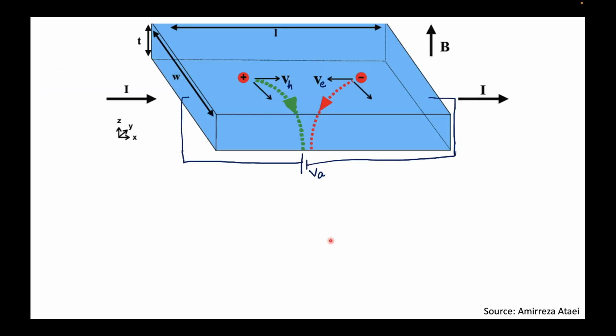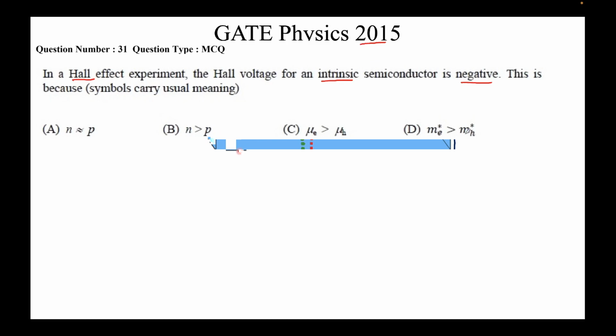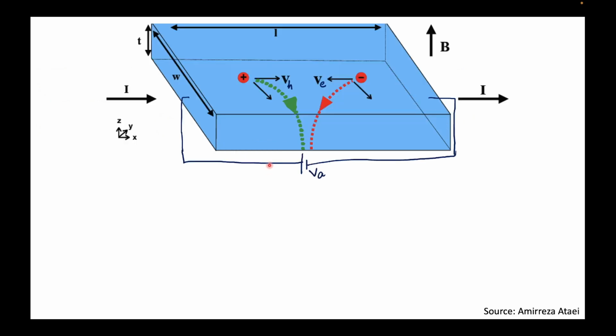Have a look at how a typical Hall experiment setup looks. This is a semiconductor bar which is intrinsic. So what do we mean by intrinsic? We mean that the concentration of electrons is equal to the concentration of holes, which is equal to the intrinsic concentration Ni. This expression is valid for intrinsic semiconductors. A current I is flowing through this semiconductor because we have applied an external bias, denoted by the potential Va. The field is applied in the vertical direction, that's the Z direction.